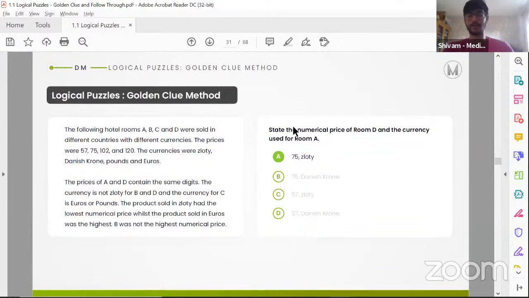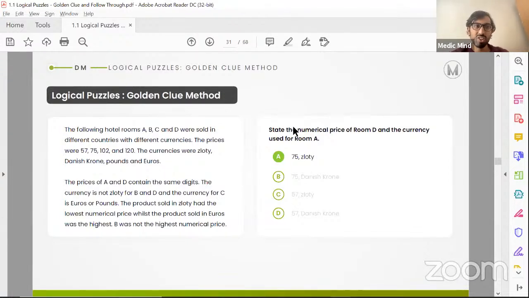Mohul, did you have any questions about that at all? So I'm just looking at the questions that people had. I think essentially, the main thing was people wondering, how do we choose the golden clue? Just to emphasize, if you're unsure, just look at what the question's asking. We can tell from the question that we have to focus on zloty, krone, and perhaps room A or D. So when you quickly scan the text, just look for any golden clue that mentions zloty or krone. And that's what Shivam did. He found that the product sold in zloty was the lowest numerical price, and he started with that.